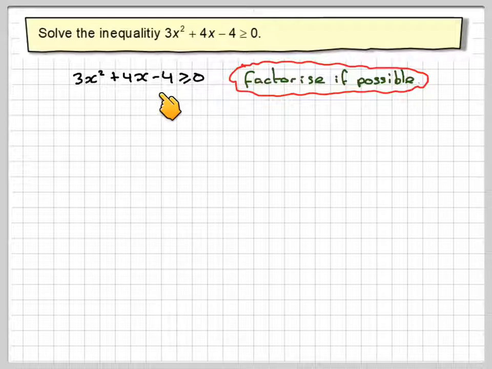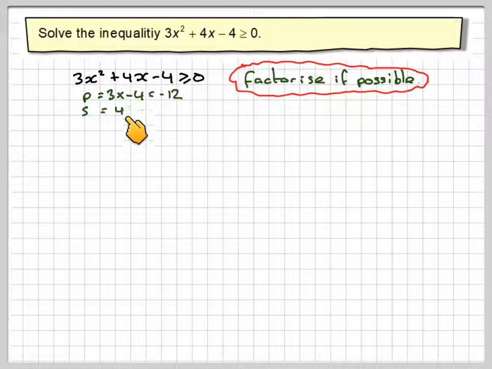So we know how to factorise a quadratic expression. Product: 3 times minus 4, which is minus 12. Sum is the middle number, which is 4. Two numbers, when we multiply them together, we get minus 12, and if we add them, we get 4. So it's going to be minus 2 and 6. Minus 2 times 6 gives minus 12. Minus 2 plus 6 gives me 4.